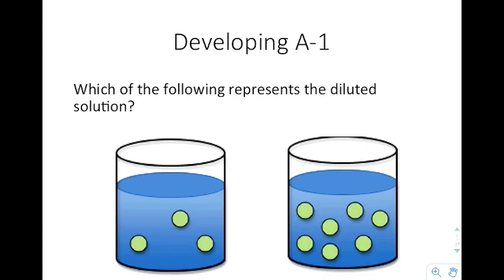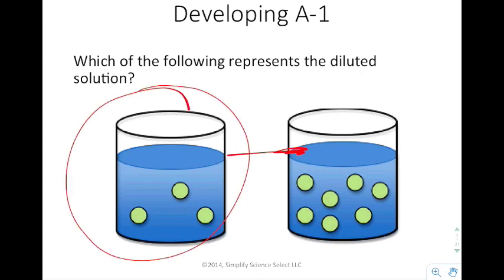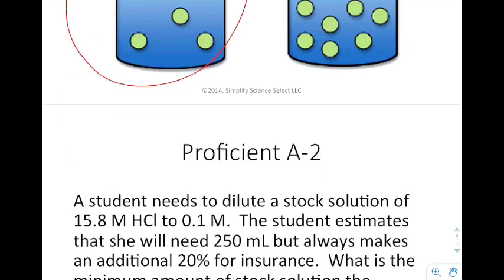So it says, which of the following represents the diluted solution? It is this one, because they have the same volume. Okay, if they have the same volume, remember molarity is equal to the number of moles divided by volume. Since the volume is a constant, we can take that out and we can just look at the number of moles. Now, if these beakers were different sizes, that's not something we could do. We would have to look at the ratio. But because they're the same size, the only thing that matters is the number of particles.